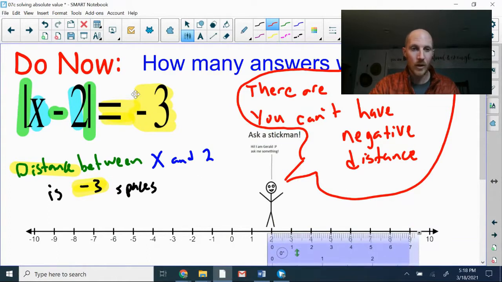Which means this equation is trying to tell us that the distance needs to equal -3, and we can't do that. It's not possible. There is no mathematical thing equivalent to a negative distance. So there are no solutions to this equation. You can't have negative distance.